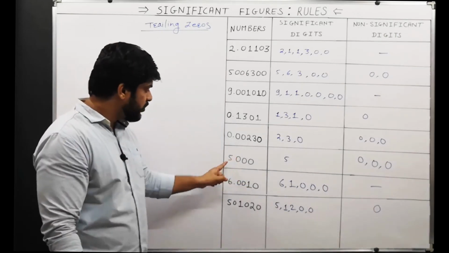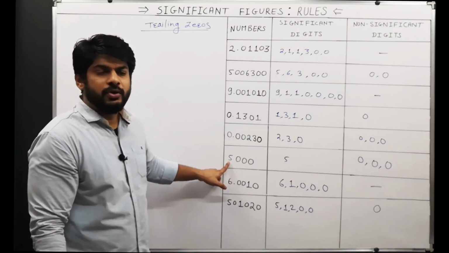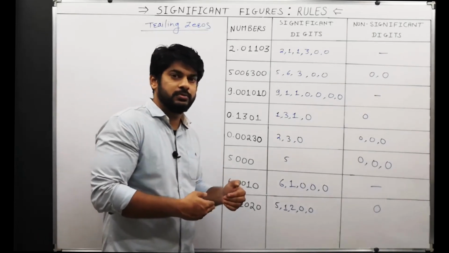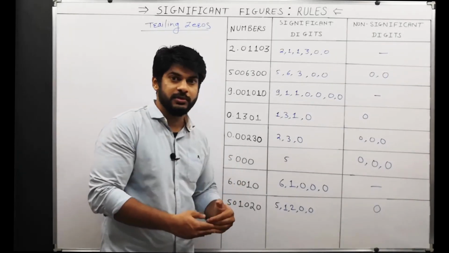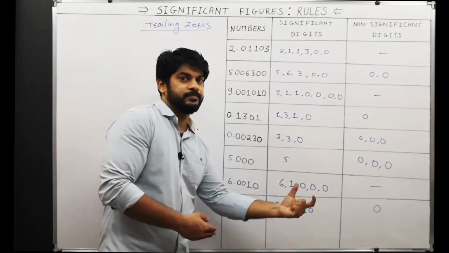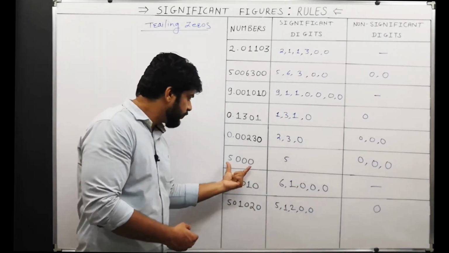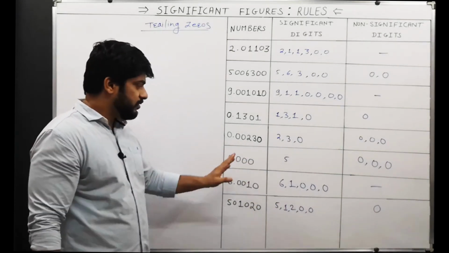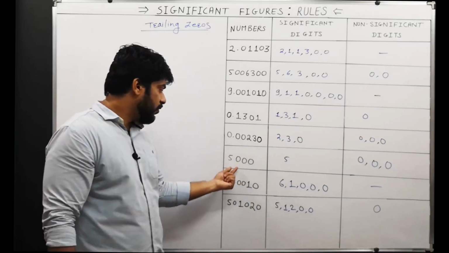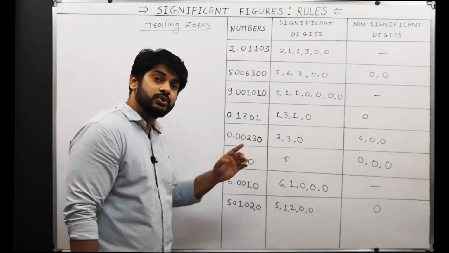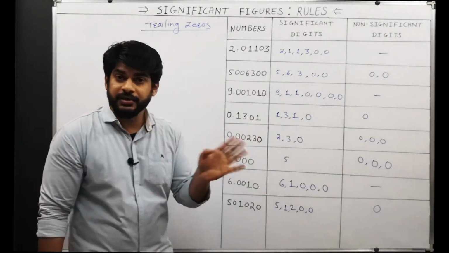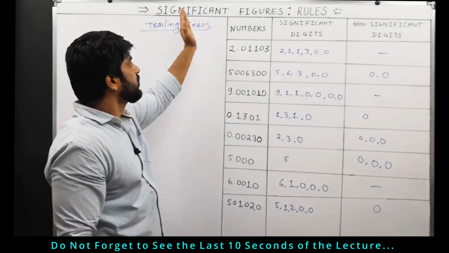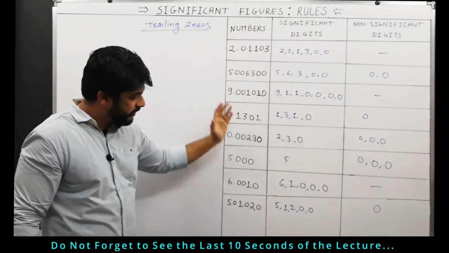These are not, because this 5, only this digit is able to give us the information about the measured quantity if we represent this whole number in a scientific way. I will tell you what is that. But this is the rule: in a number without decimal point, the trailing zeros are never significant. So these are some of the rules to find out the significant figures. I hope this is very clear.